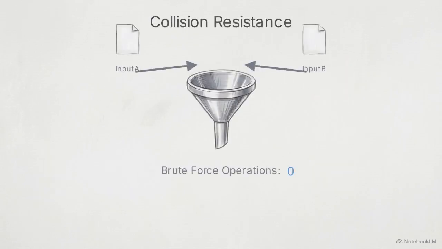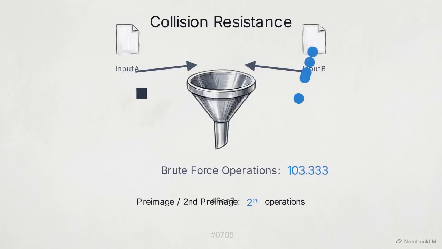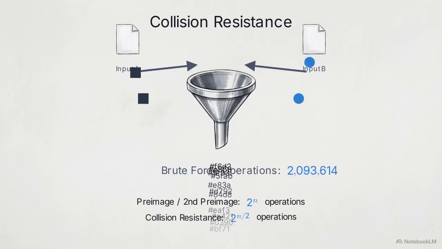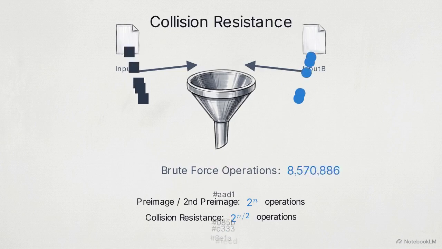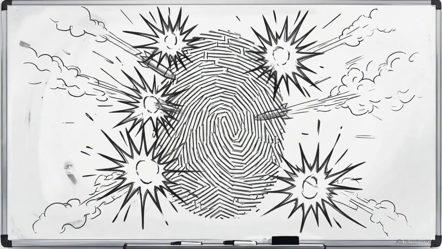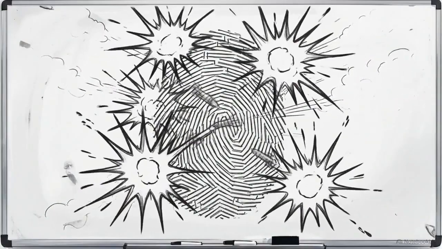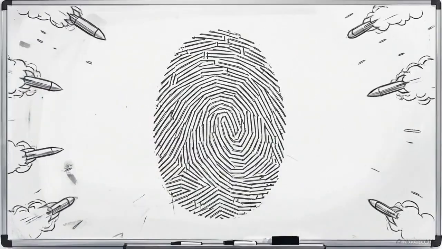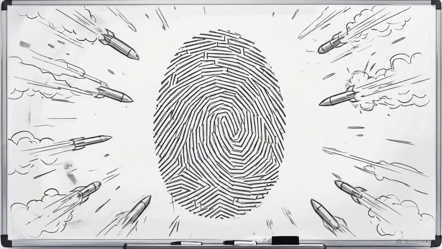The third property is collision resistance. Breaking these properties requires exponential brute force effort, roughly 2 to the power of n operations for pre-image resistance, and 2 to the power of n divided by 2 operations to break collision resistance. These three properties combined make digital forgery computationally infeasible. They transform a simple data fingerprint into an unbreakable cryptographic guarantee.